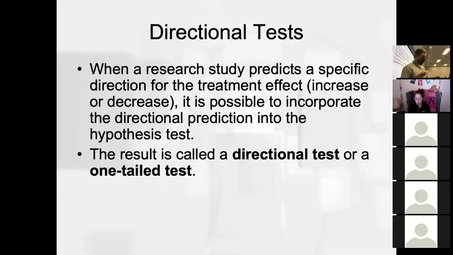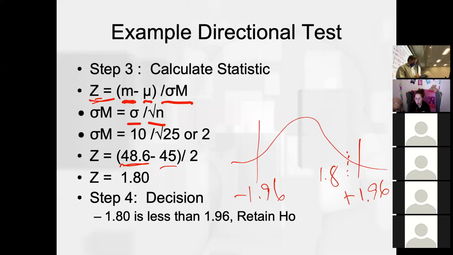How could you tell it was significant? Because we were comparing it against these critical cutoff values. So because the 1.8 we found was not to the right of positive 1.96 and was not to the left of negative 1.96, we say it was non-significant. Does that make sense? Good, cool.